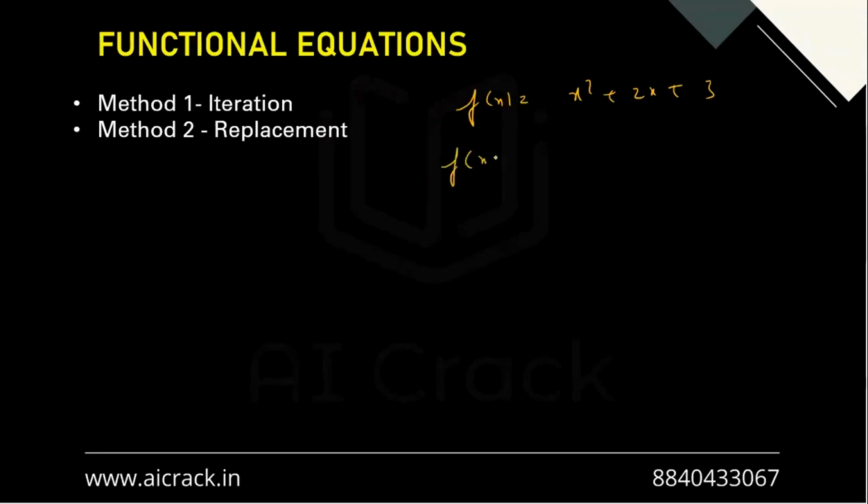Now what if I define f(x) equals f(x+1) plus f(x+2) and maybe some other functions as well. What we are doing over here is defining a function in terms of functions itself. That's why it's called a functional equation, because we are defining the function in terms of functions itself, not in terms of variables like x or y, right? Now to solve these equations, we have two methods. The first one is the iteration method and the second one is the replacement method. Let's try to understand these methods.